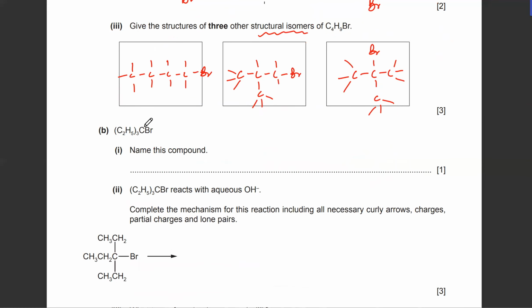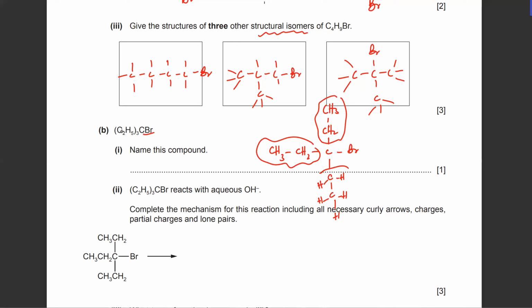Then name this compound. Whatever this compound is, we have to name it. So there's a carbon with Br, and it's got 2 C2H5 chains. Sorry, 3 C2H5 chains. There's another CH2 CH3 chain there too, right? So this is the formula C2H5, 3 of them. So this is the molecule. How would you name this?